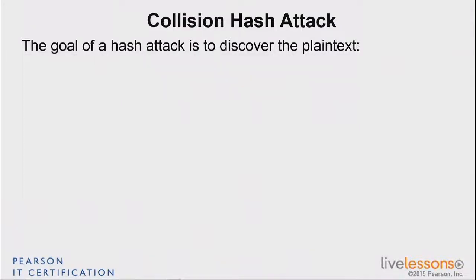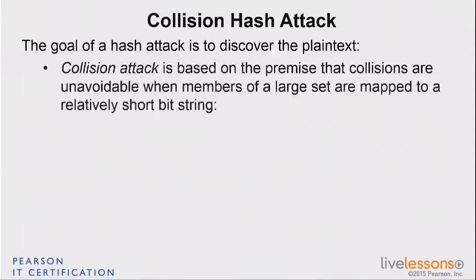We have two primary types of hash attacks. The first one is collision, and the goal of the hash attack, particularly a collision attack, is to discover the plain text. Collision attacks are based on the premise that collisions are unavoidable when members of a large set are mapped to a relatively short bit string. Remember that we can take a string of any length and put it through a hash function and end up with a fixed length output. So in the collision attack, we're saying that we probably will end up at some point with collisions when we've got lots of strings that we're mapping, but we've got a relatively short output, the short bit string. At some point, they should start colliding, meaning that they should have the same output.